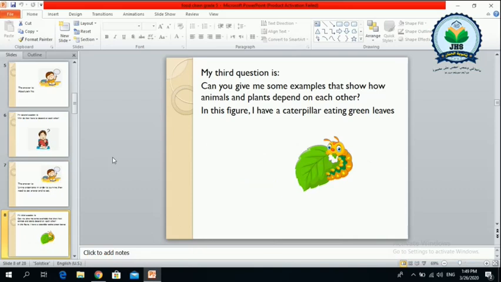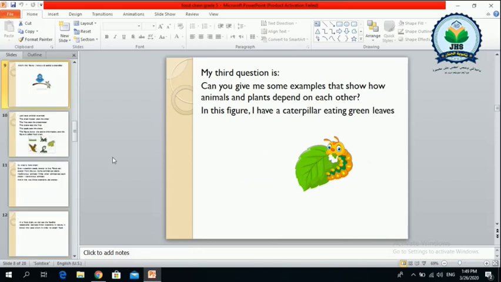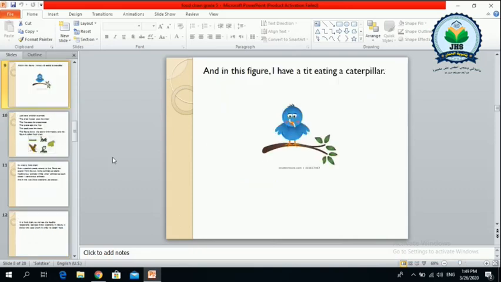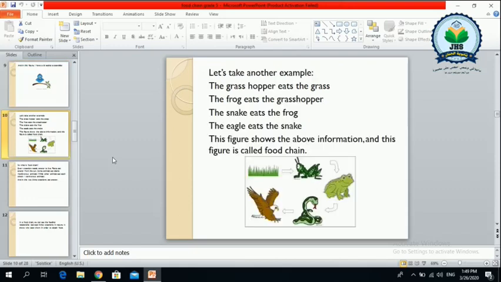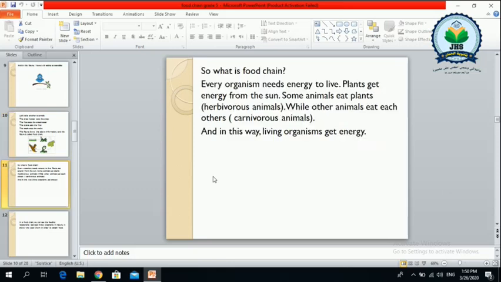For example, in this figure, I have a caterpillar eating green leaves. And in this figure, I have a tit eating a caterpillar. Let's take another example. The grasshopper eats the grass. And the frog eats the grasshopper. Then the snake eats the frog. Finally, the eagle eats the snake. This figure shows the above information, and this figure is called a food chain.